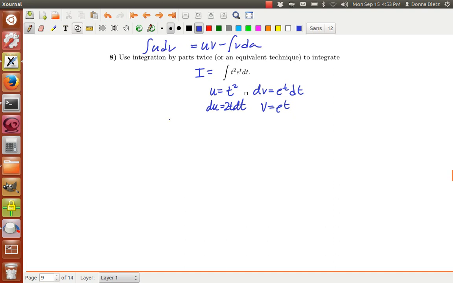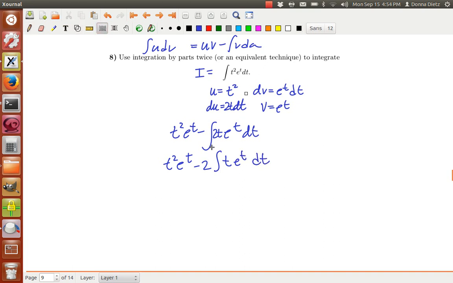Okay, let's put it together. u times v minus integral v du. Okay, then we figure out, well, what is this guy doing? 2 can come out here. This is the piece we're now worried about.